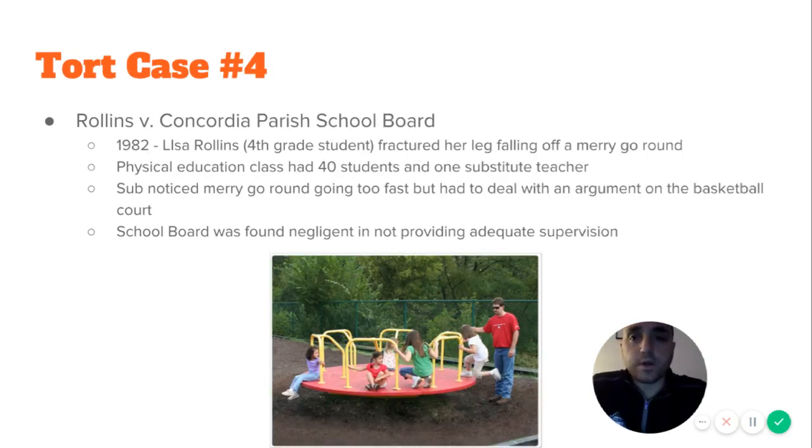Case number 4 is Rollins v. Concordia Parish School Board. In 1982, a student, fourth grader Lisa Rollins, fractured her leg falling off a merry-go-round. Physical education class had 40 students and 1 substitute teacher. The merry-go-round was going too fast. She had to deal with an argument on the basketball court, and the school board found her negligent in not providing adequate supervision. I'm sorry, the school board was found negligent, not they found her.